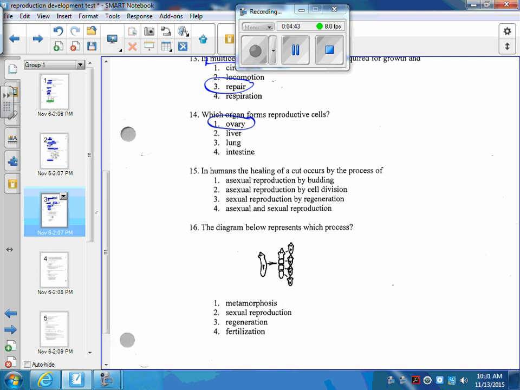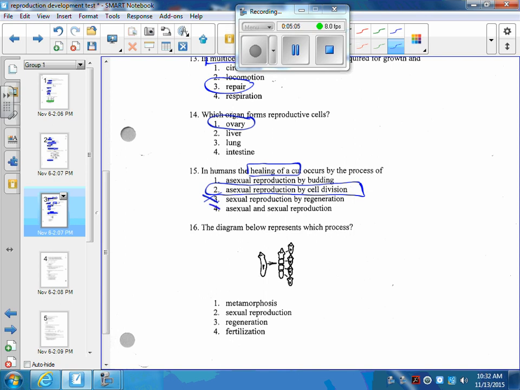In humans, the healing of a cut. Well, cuts need to heal. How do they heal? They heal when cells divide. Cell division is asexual reproduction, so we're going to get rid of this one. Number 3. And, oh, the answer's right here. Asexual reproduction by cell division. They're not budding, and they're not.